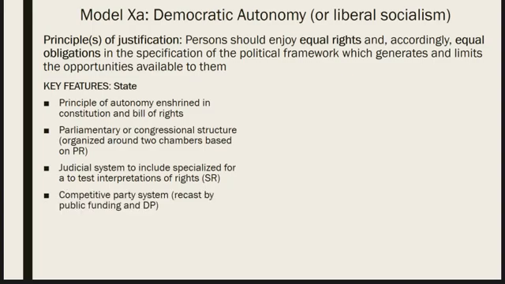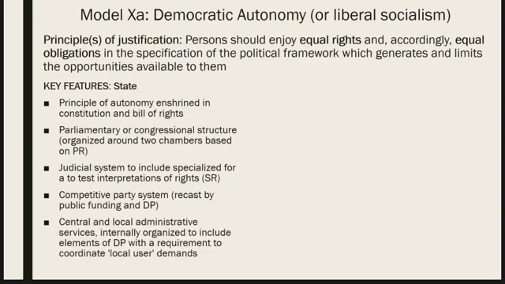And then there's this competitive party system that might be, and we'll talk about this in a second, reconstituted through things like public funding and deliberative participation. And then this is about how we decide who deliberates and governs.